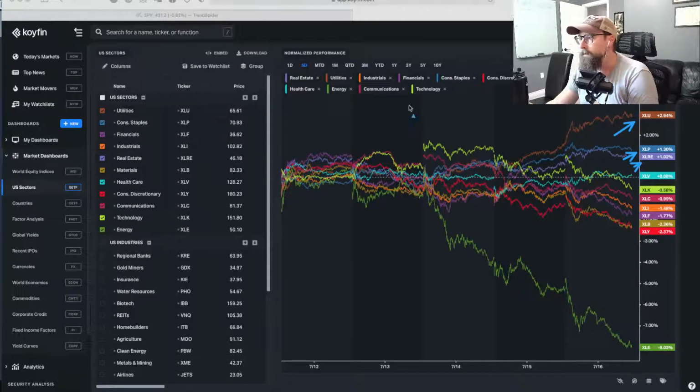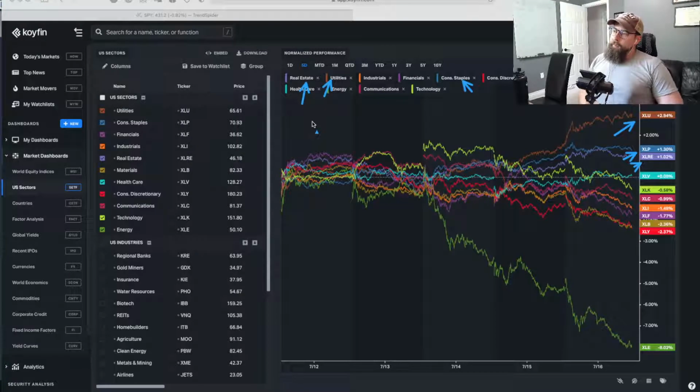So XLU is utilities, right? So think gas, water, electricity, that type of thing. XLP, consumer staples, diapers, food, right? Things that you need that are staples or you'll die. And XLRE is real estate, right? So the reason I love this screen so much is, what do these three sectors all have in common? Oh, and number four, we could even say, the only ones that are positive, let's put it that way, is healthcare, right?